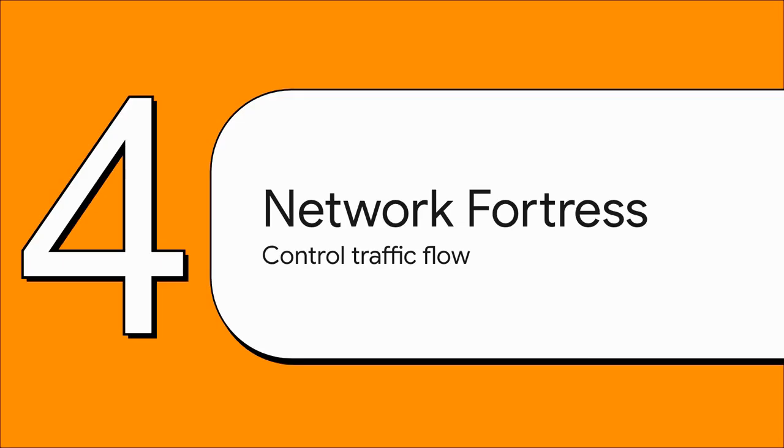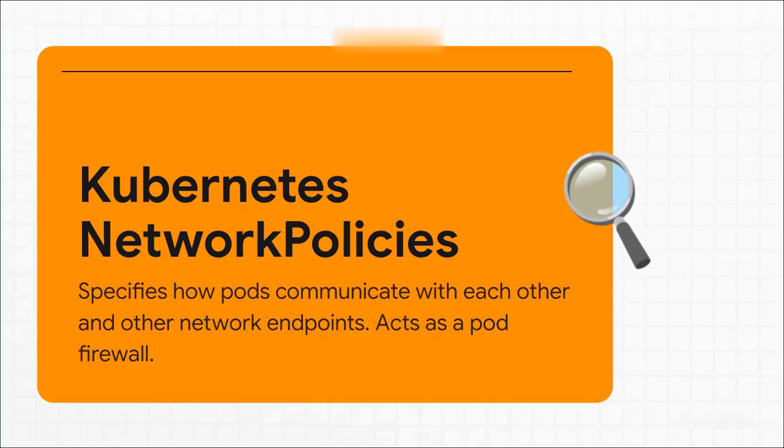Well, we're not done yet. What about the network? Think about it. If an attacker does somehow get in, the last thing you want is for them to be able to just wander around your cluster. It's time to build a network fortress. And the tool for this job inside Kubernetes is called a network policy. The easiest way to think about it is like a tiny, distributed firewall that lives right there with your pods. It lets you write really specific rules about who can talk to whom. This is how you build a real zero-trust network.